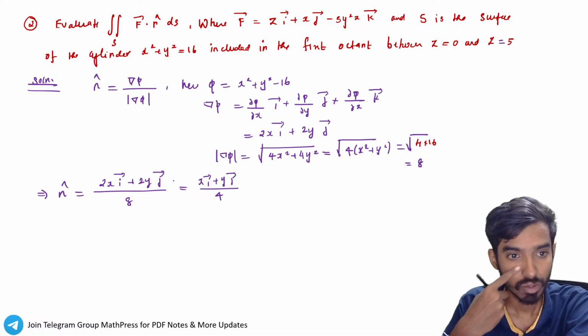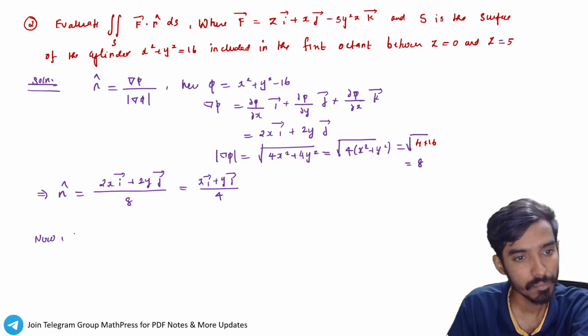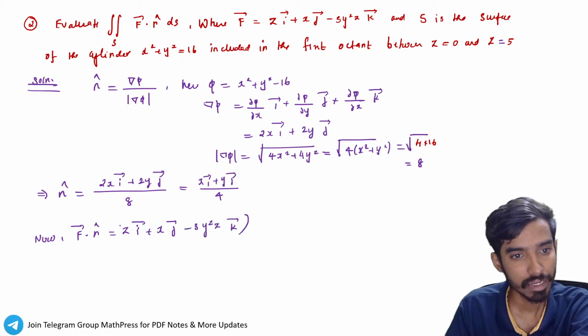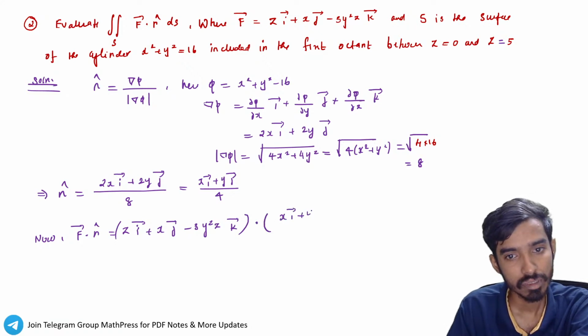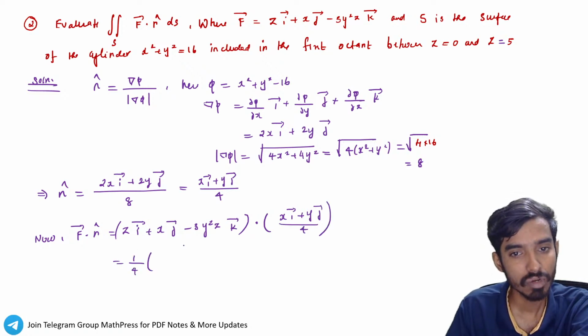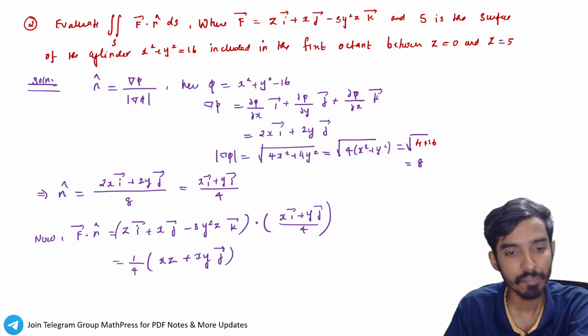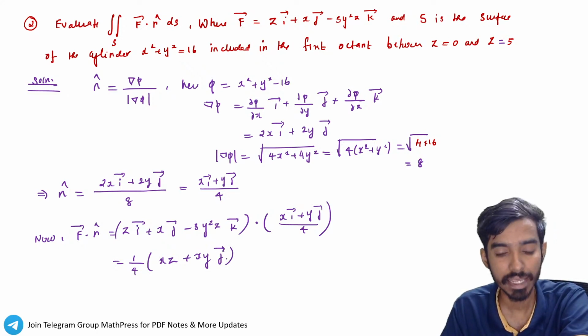We take 2 outside. So now we will find f vector dot n cap. So f vector is zi vector plus xj vector minus 3y square z k vector dot n cap. So n cap is xi plus yj divided by 4. So if I take this 1 by 4 outside, it will be xz plus xy j vector, right? This is our f vector dot n cap.